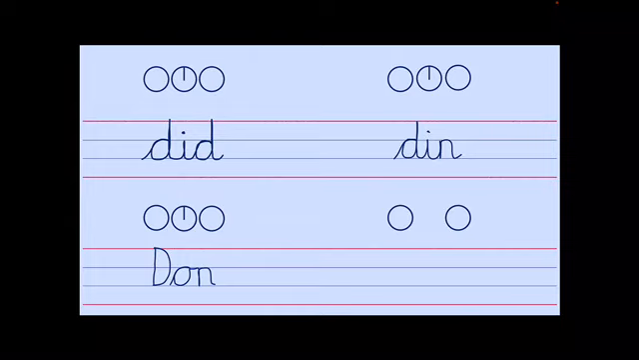Dan. Another vowel in the middle. And I'm sure you spotted it was going to be another vowel straight away. Dan. Capital D for his name. A is A, N is N. Dan.